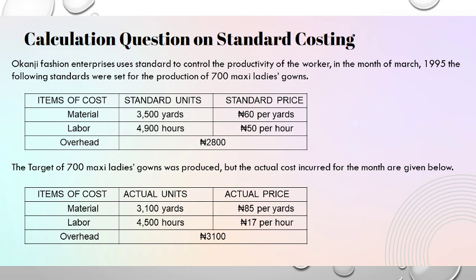Items of cost: material, labor, overhead. Actual unit: 3,100 yards, 4,500 hours. Actual price: 85 naira per yard and 17 naira per hour. And we see here also that the overhead cost is 3,100 naira.